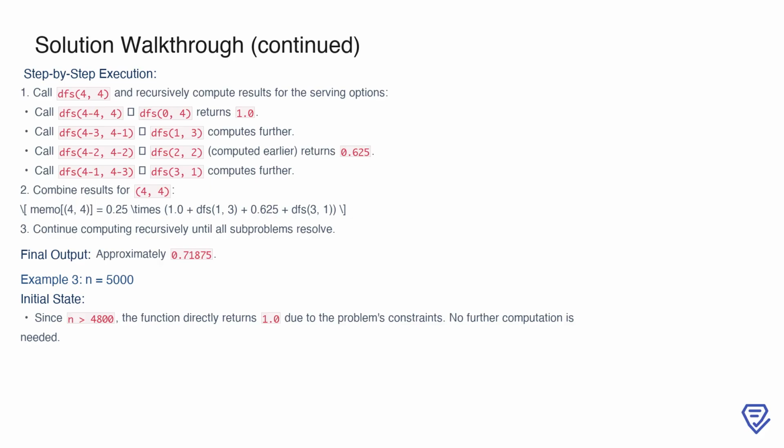This process continues recursively, breaking down each state into smaller subproblems until all probabilities are resolved. After completing all computations, the final output for n equals 100 is approximately 0.71875, representing the probability of soup A finishing first or both soups finishing simultaneously. For very large values of n, like 5000, however, we can directly return 1.0 due to the problem constraints.